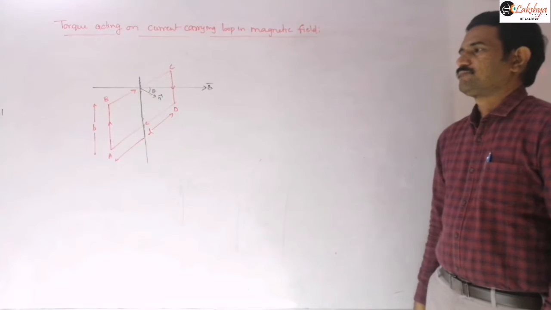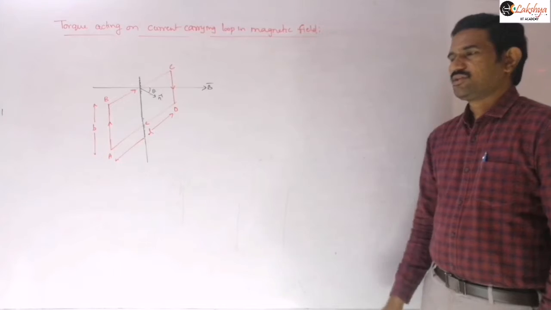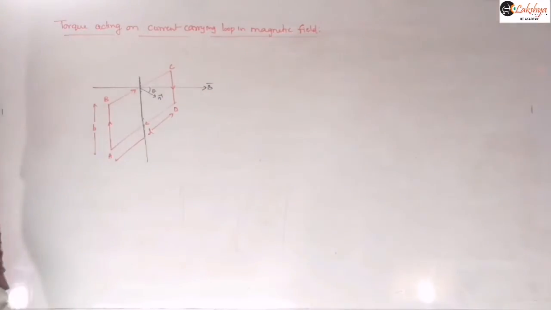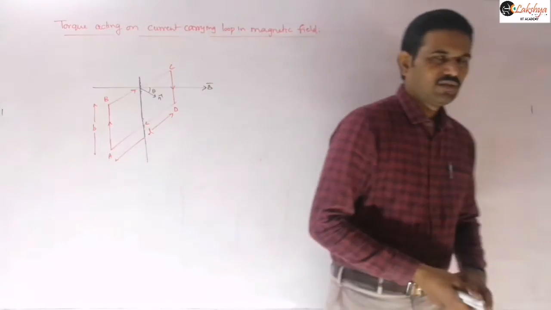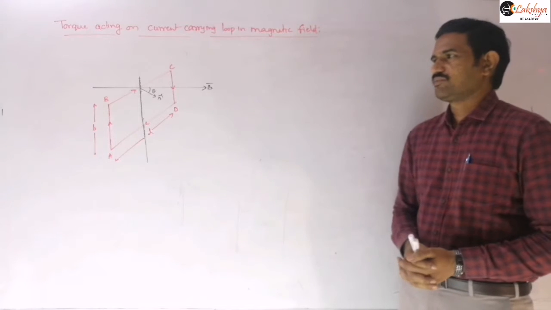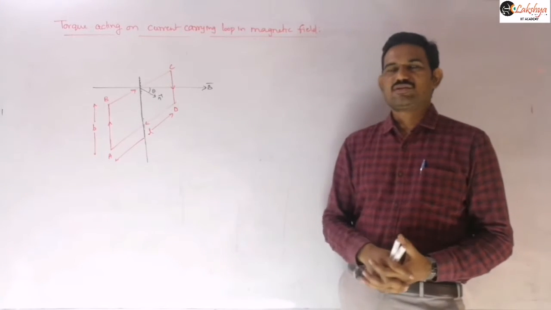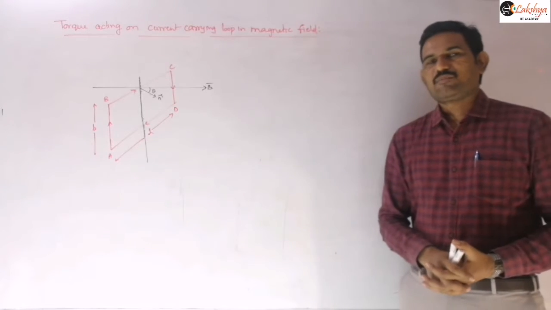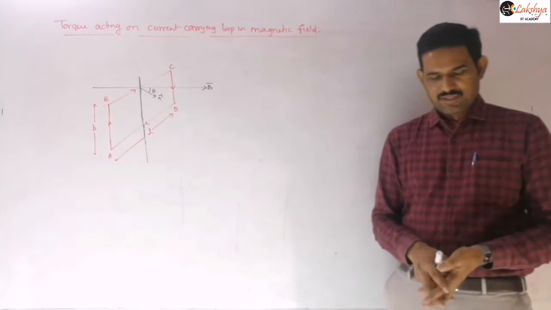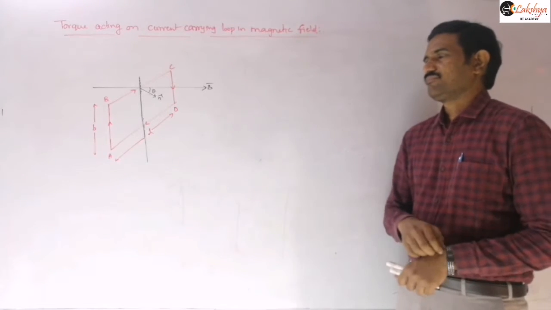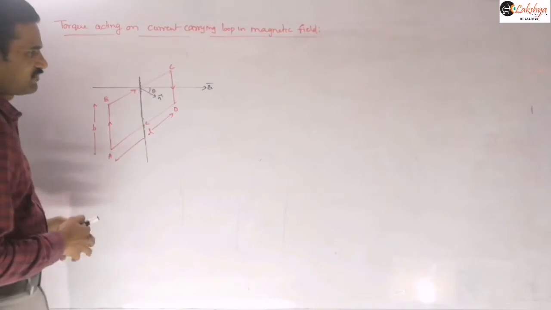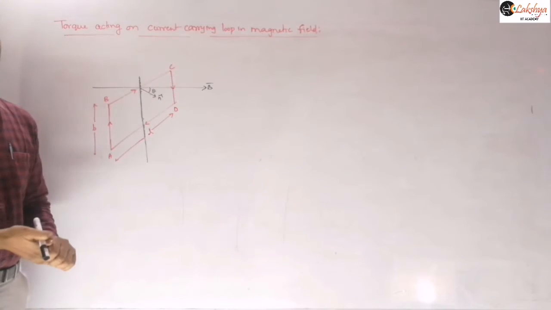Consider a rectangular loop of dimensions L into B, a current carrying loop placed in a uniform magnetic field of induction B, such that the normal to the plane of the coil makes an angle theta with the magnetic field.